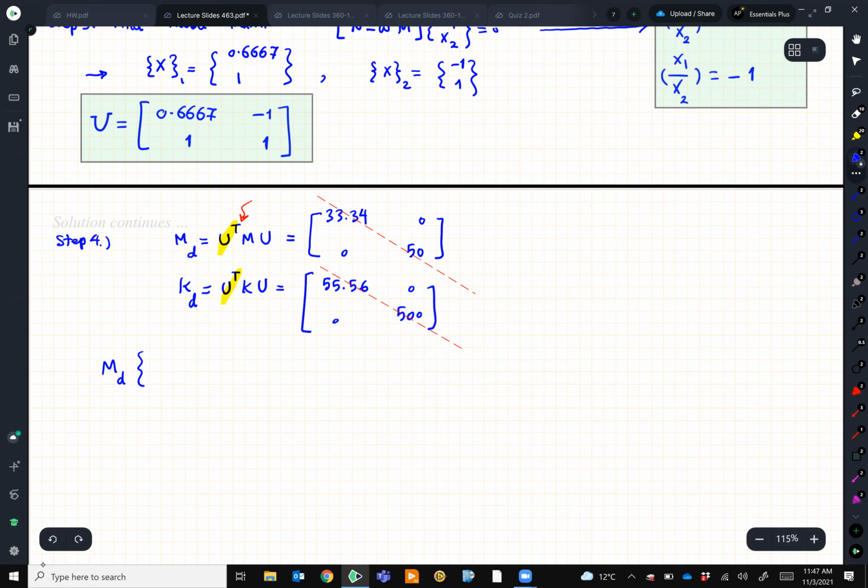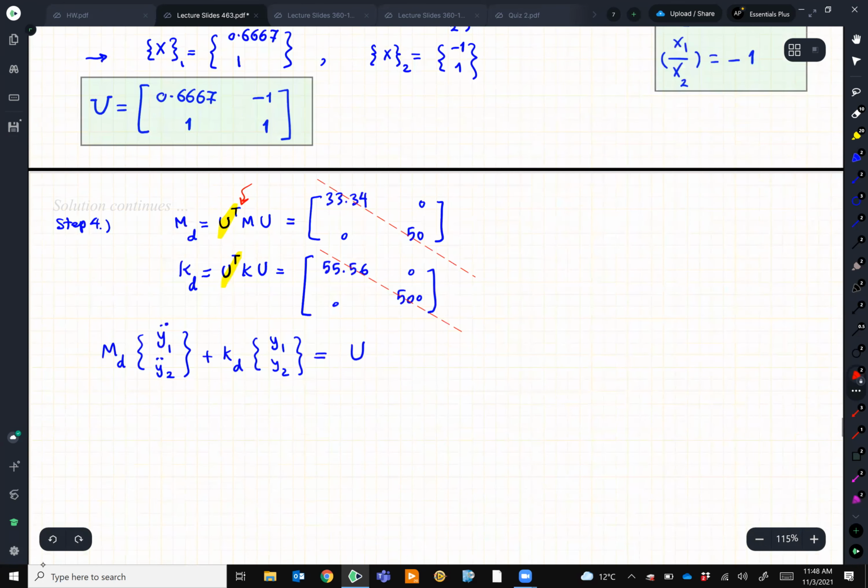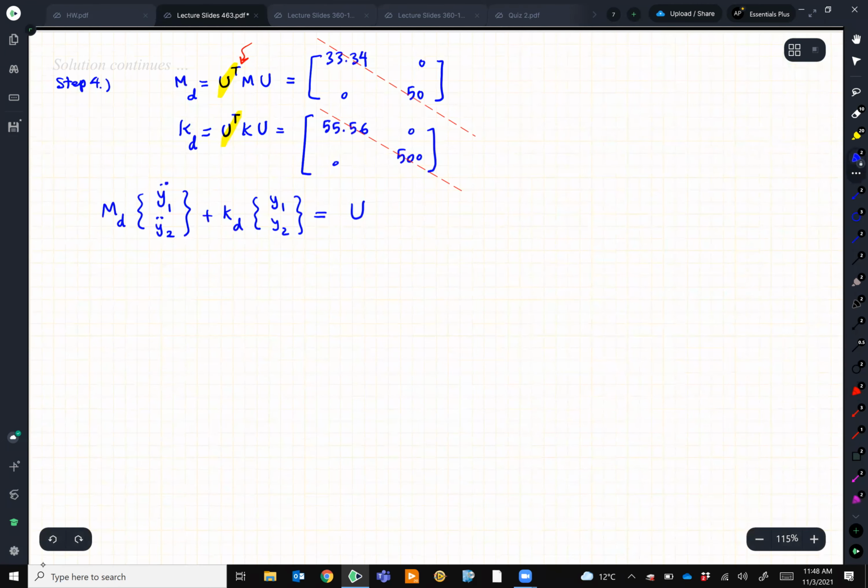M D, y double dot 1, y double dot 2. Remember, our coordinates now are y. A D, y1, y2 equal to U. Let's check the formula again. Also here, remember, we have a transpose going on, right? U transpose. I emphasize that because you're going to have one question in your exam, and if you mess up with just one transpose, you're going to feel like me, that you need to win the Nobel Prize.